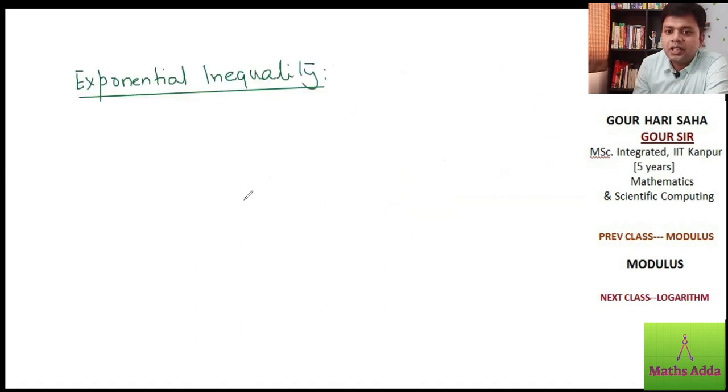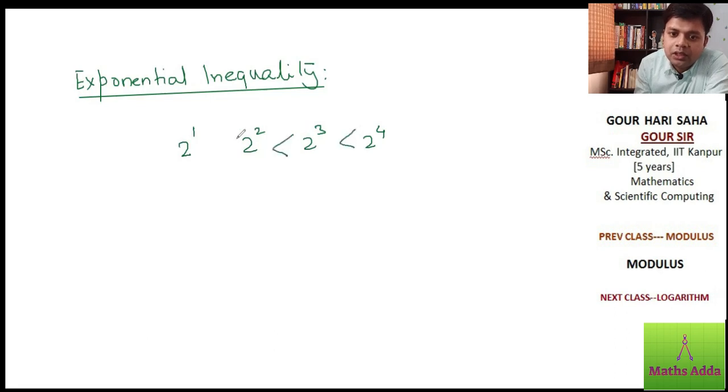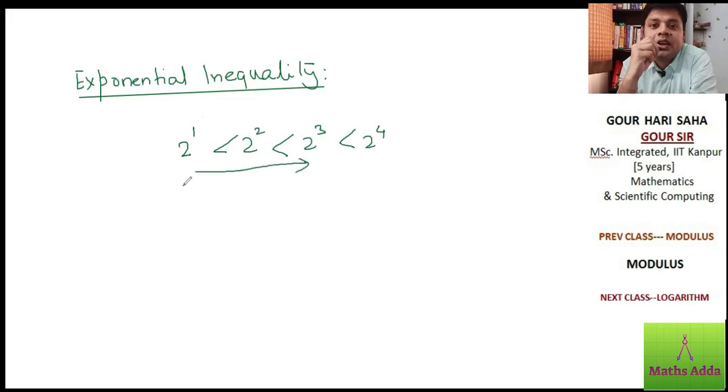Exponential inequality. Before going to the theory of this, I must show a few things here. 2 to the power 1, 2 to the power 2, 2 to the power 3, 2 to the power 4. Can you arrange them in ascending order, increasing order? So I see this is 16, right? So this is largest, this is 8 and 4 and 2, like this is how it is arranged. So what I see, when you increase the power on 2, that is from 1 to 2, 2 to 3, 3 to 4, the values increase. So as power increases, the value of the term increases, right?